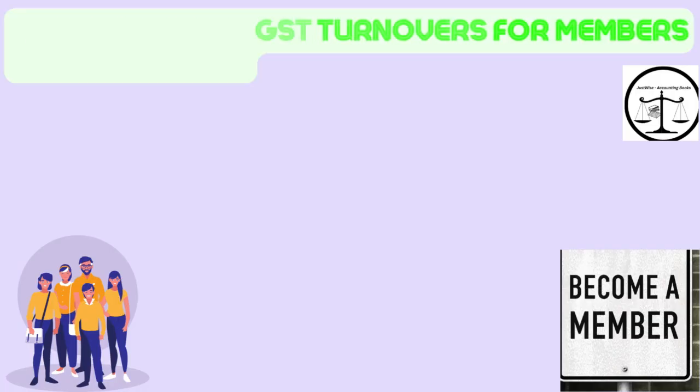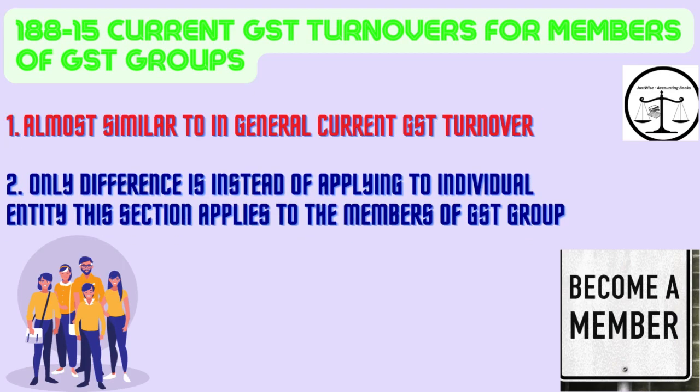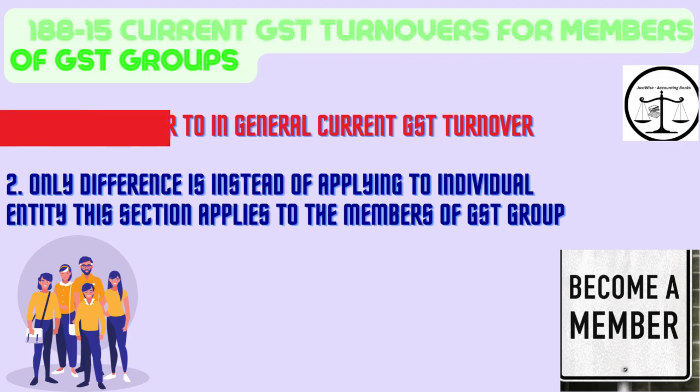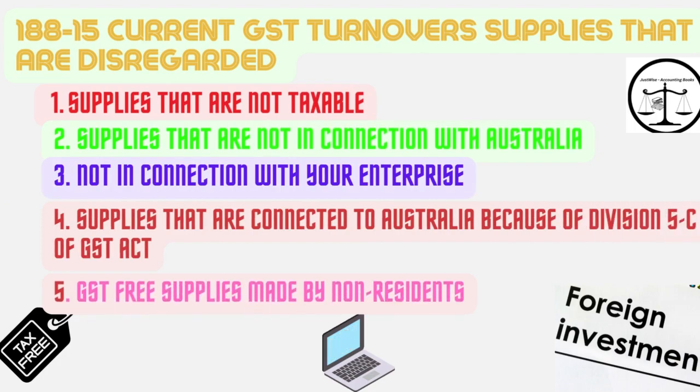Friends, current GST turnover for members of GST groups is almost similar. In general, the only difference is that it applies to all the members of a GST group. Supplies that are disregarded in current GST turnover are supplies that are not connected to Australia, supplies that are connected to Australia because of Division 9-25, 5C of GST Act Volume 1, and GST-free supplies made by a non-resident.